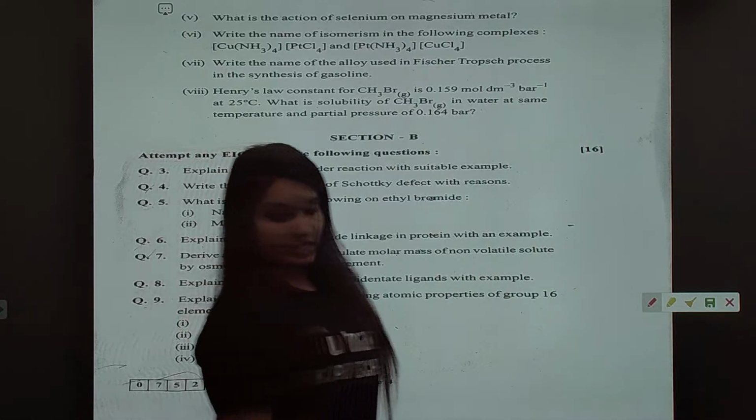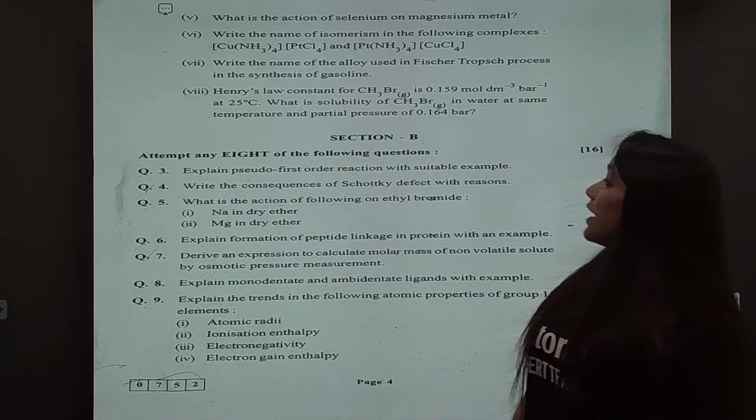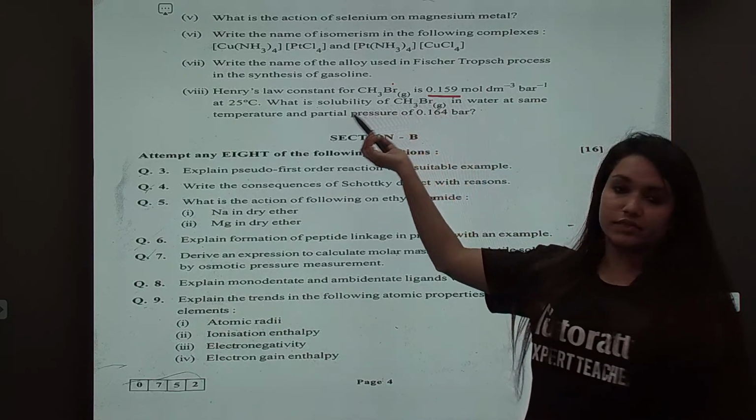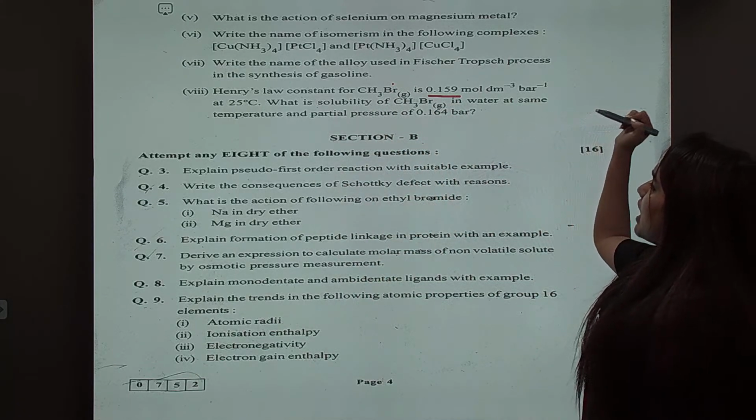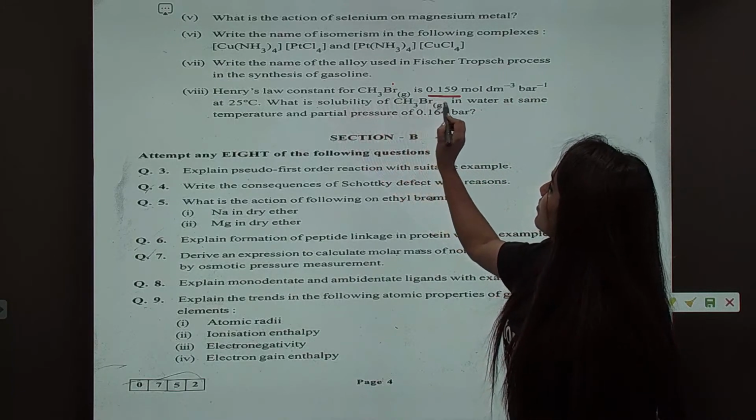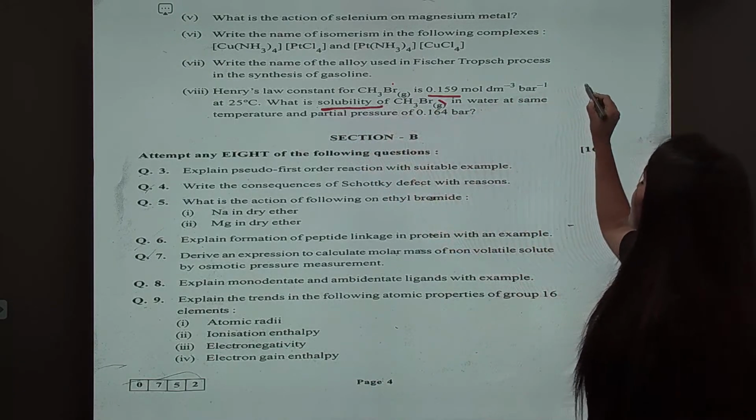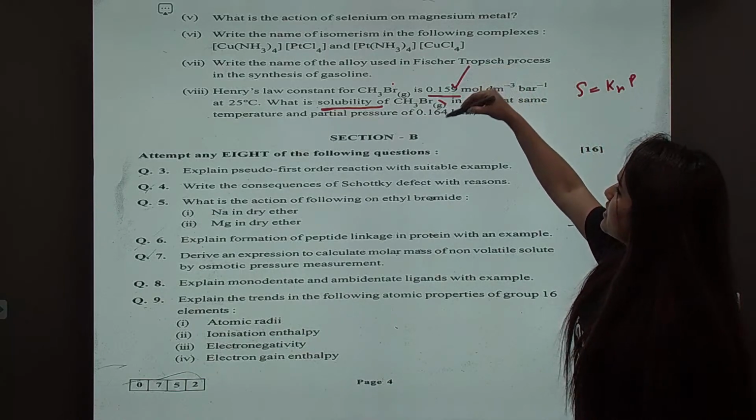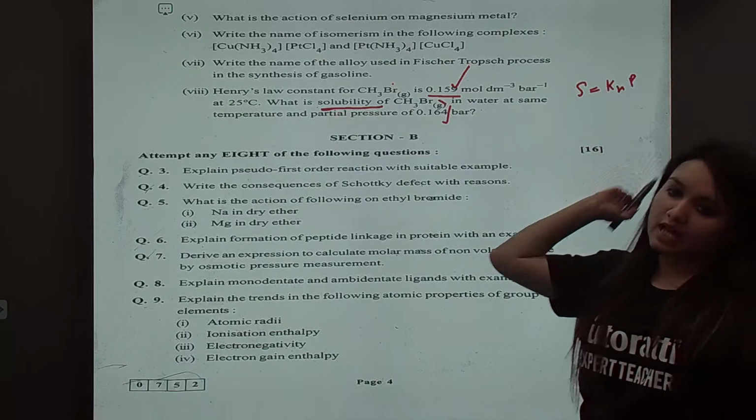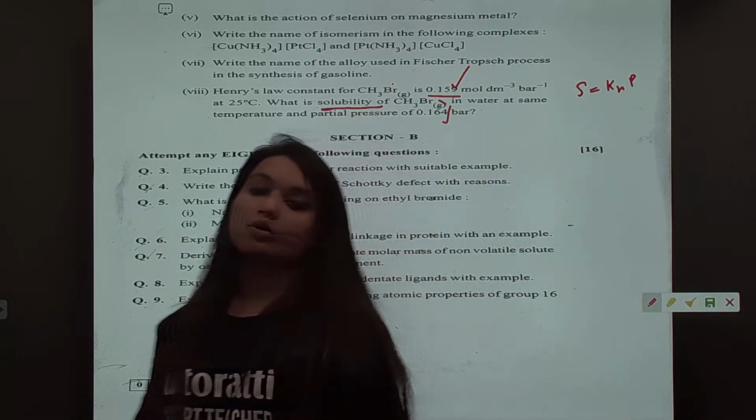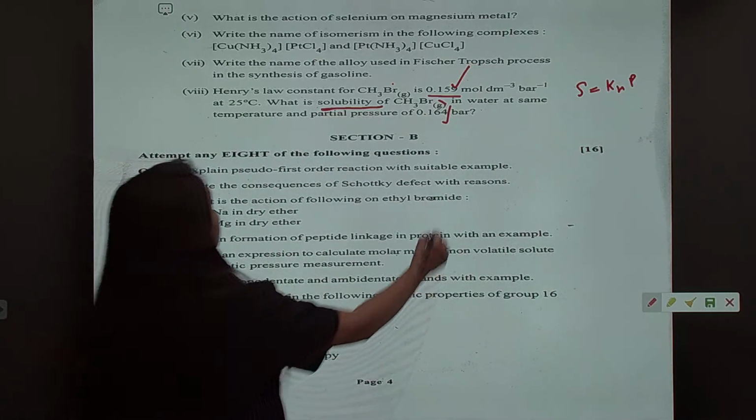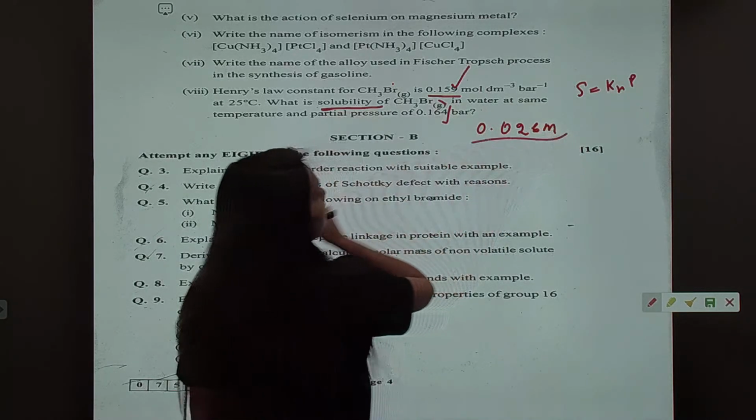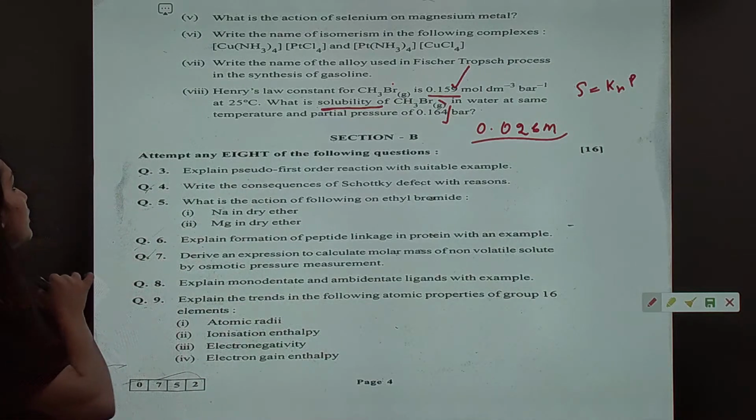Question number 8 says, Henry's law constant of CH3Br is this much. The constant is given to you. And what is the solubility? They are asking you for solubility. If you remember, solubility is equal to K_H times P. Just put the value of this, multiply them and get the answer, which is going to be 0.026. So the answer will be 0.026. That's your final answer for question number 8.